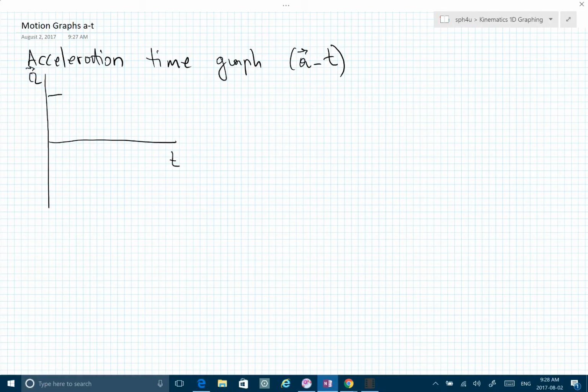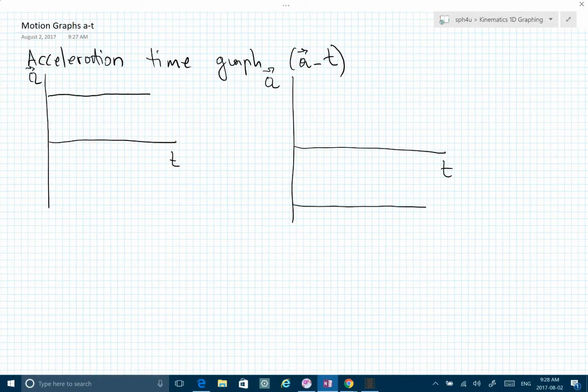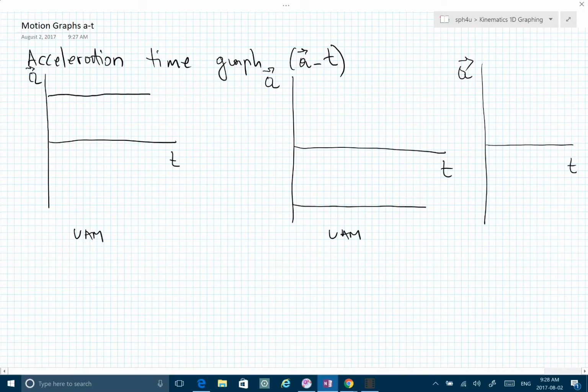something like this, or something like this, or something like this, right? So the first one and the second one are both uniform accelerated motion. The last one represents a uniform motion or at rest, because we don't have much information by just looking at the graph, right?